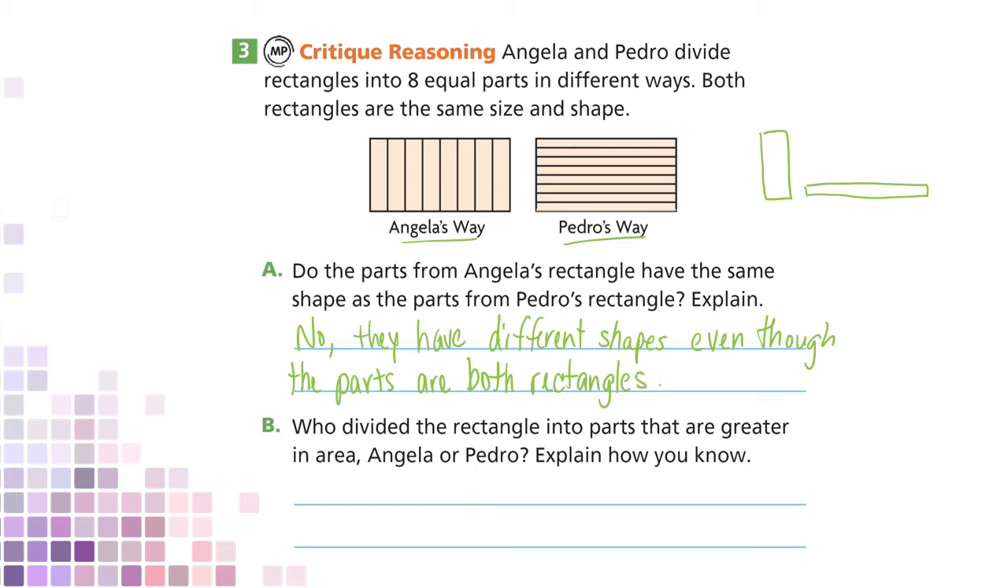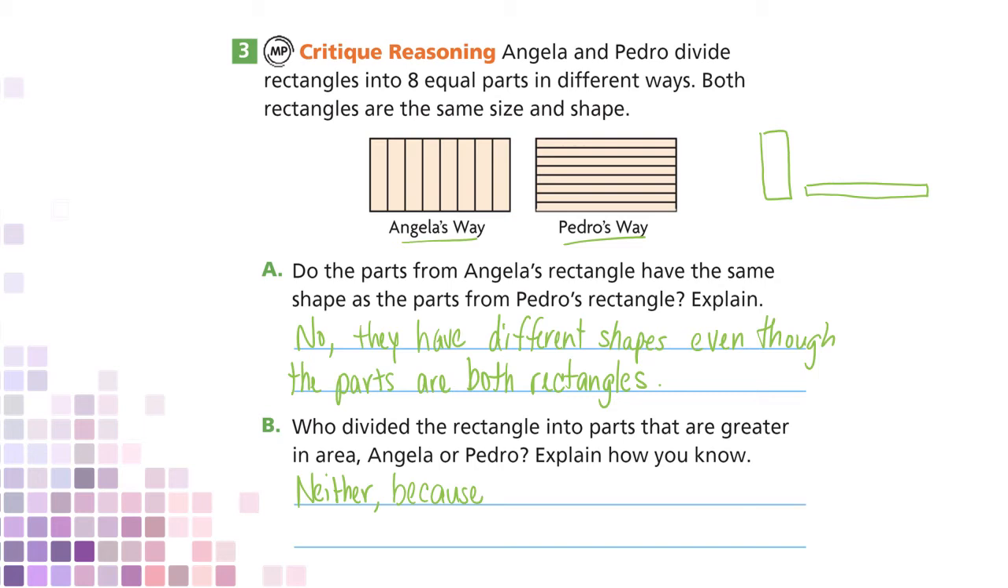Okay. B, who divided the rectangle into parts that are greater in area? Angela or Pedro? Explain how you know. So Tyler, I'll let you answer this one. Who do you think divided the rectangle into parts that have a greater area? I think neither. Why is that? Because they're both divided into eighths. And what does that mean when you're dividing something into eighths? They have the same size. Since it's the same size rectangle, it's the same size eighth.